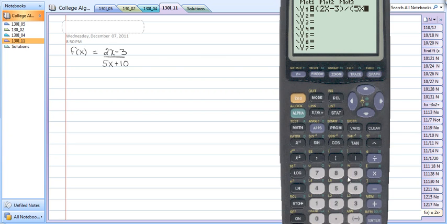again in parentheses, and then you can go ahead and graph it. Now, I'm on a different screen here. You can do a zoom 6, and that puts it on a standard screen.